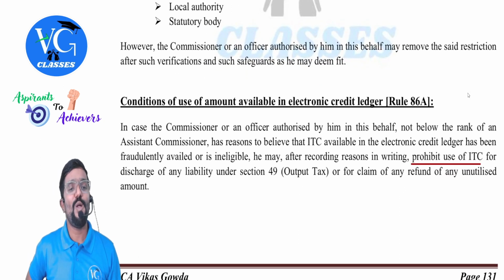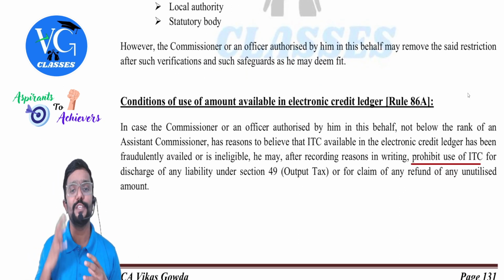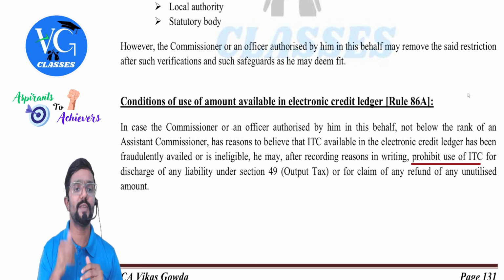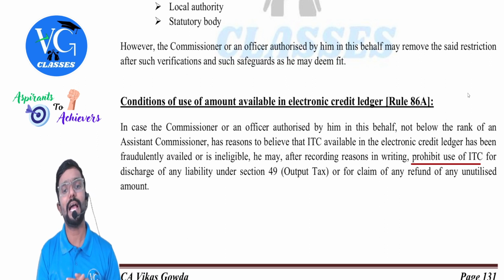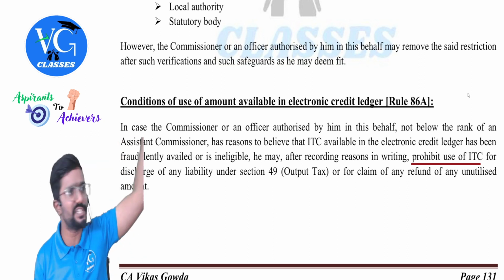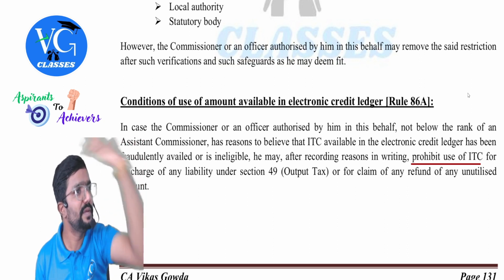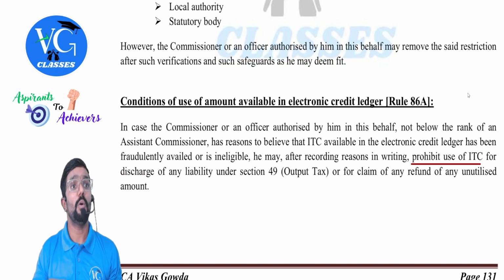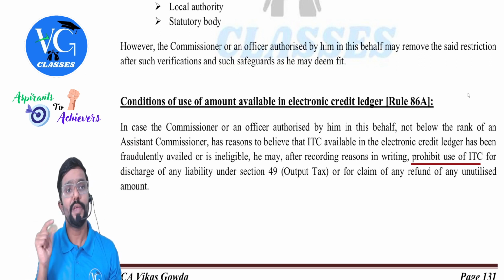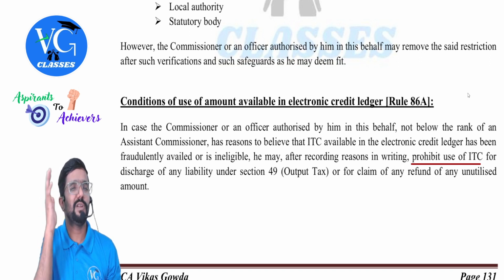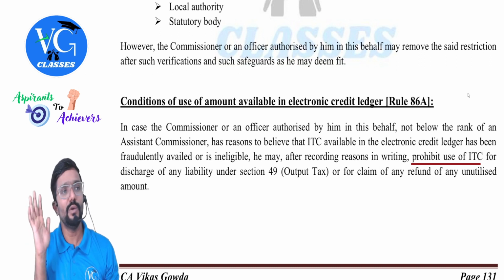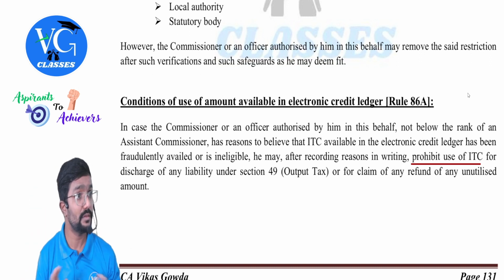Listen. However, the commissioner or an officer authorized by him in this behalf may remove the said restriction after such verification and such safeguard as he may deem fit. Means the commissioner of GST has the power to remove this restriction. What is the restriction? Rule 86B only is the restriction. What is it? At least 1% you have to pay through the cash ledger. Clear? So any day, if the commissioner feels this is more complicated, this is actually leading to a lot of confusion, can they remove this rule, guys? Yes. But as on today, it is there. They have not removed it.